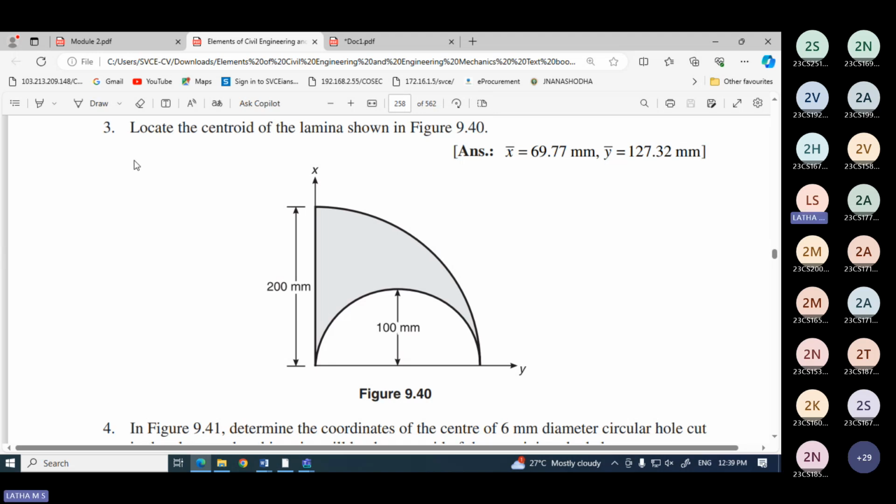Now take this problem. Locate the centroid of the lamina shown in the figure. The answers are given. You have to evaluate. You have to follow the steps. Given the equation of x bar and y bar.